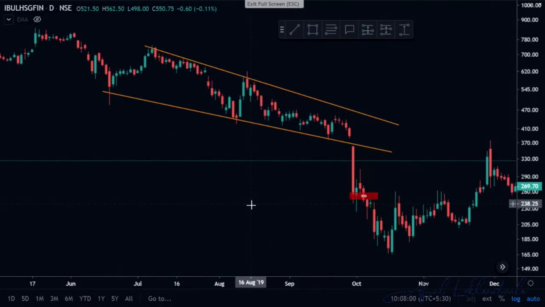What does it mean? It means that the bearishness which existed before the pattern started, that bearishness continued after the pattern got broken. So the downtrend which existed before the pattern was continued with a downtrend after the pattern. So we can say that in this case it has acted as a bearish continuation pattern.